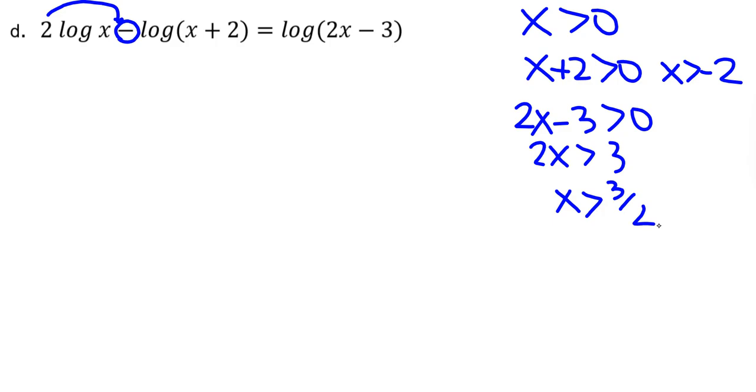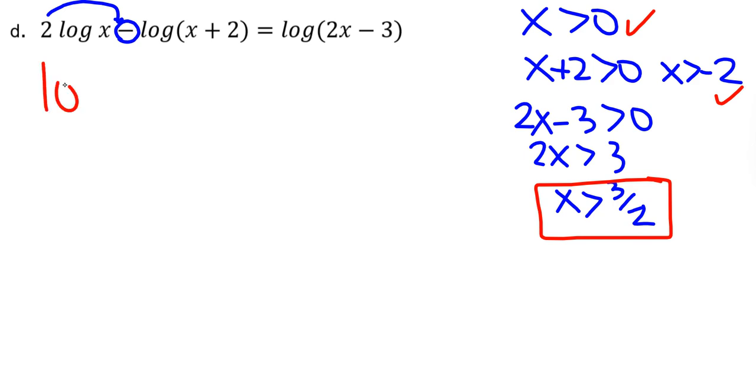So I want to find one restriction that covers all of them. So I always go with the biggest restriction. If x is greater than 3/2, it will already be greater than 0, and it will be greater than -2. So just try and simplify it into one restriction.